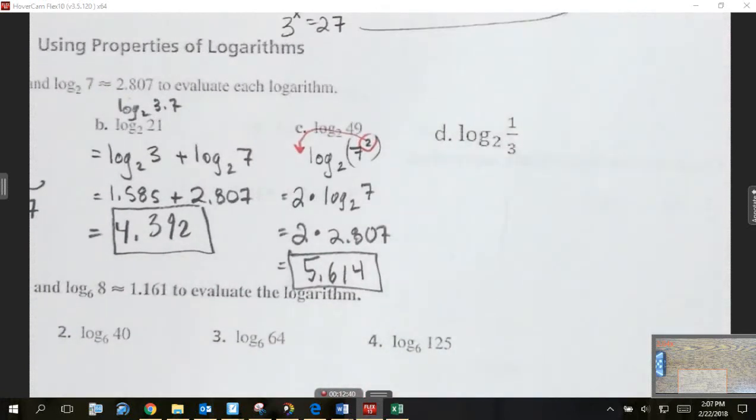Question D says log base 2 of 1/3. So using log base 2 of 3 or using log base 2 of 7, I have to be able to get 1/3. How do I make that 1/3?